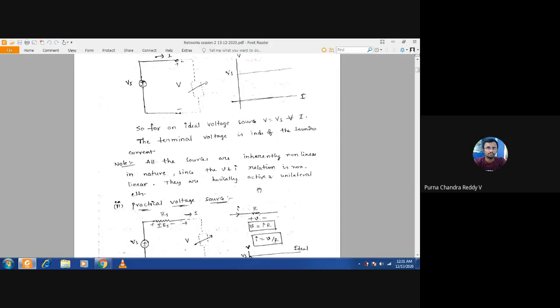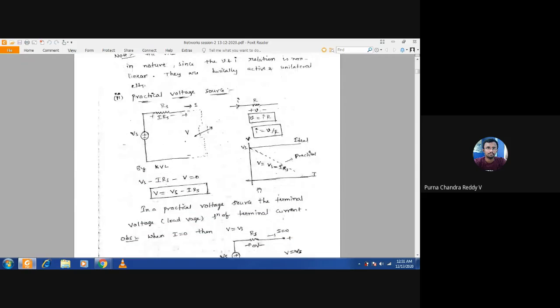Yes or no, students? Yes, sir. If the element is non-linear, we can directly say they are active elements and also unilateral elements. Since the relationship is non-linear, it won't satisfy the bilateral condition and also it won't satisfy the passive condition. That's why non-linear elements are active and unilateral elements.